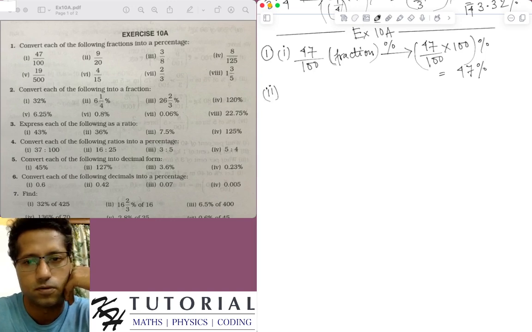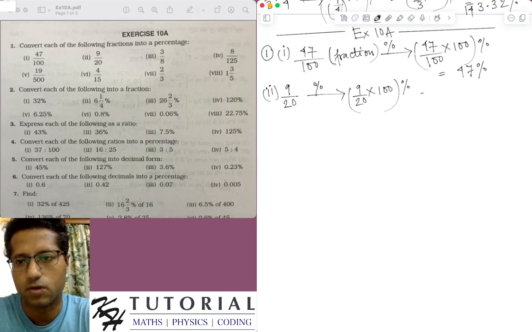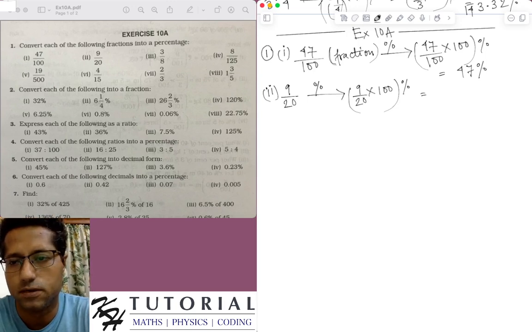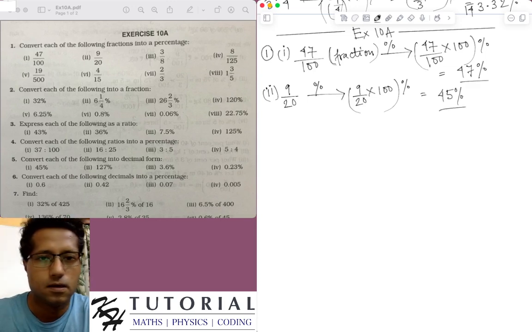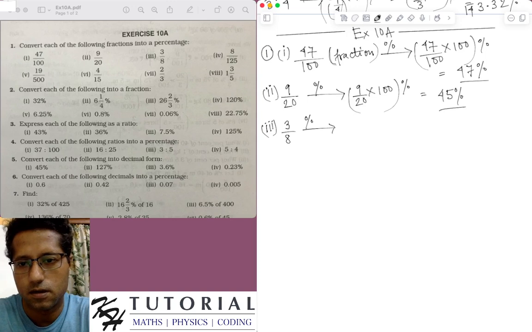Let's do part 2. 90 by 20, if I want to convert it to percentage, is 90 by 20 multiplied by 100, this amount of percent. Now if I simplify 90 by 20 into 100, it is 45. So 45 percentage. Let's see part 3. This is 3 by 8. When I am converting 3 by 8 to percentage, I will multiply the fraction by 100.